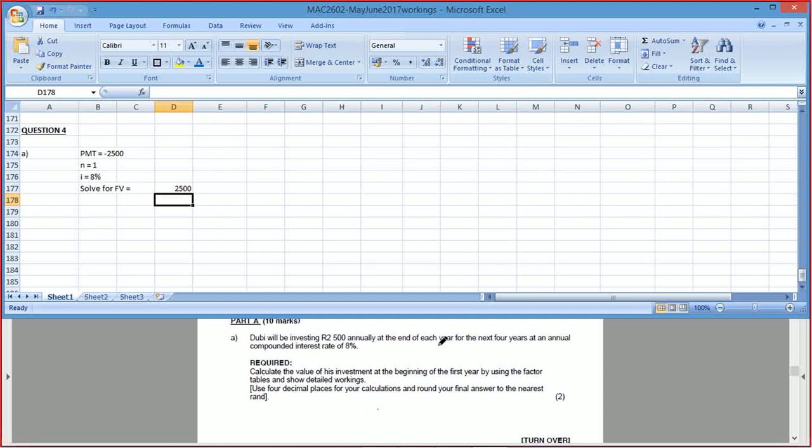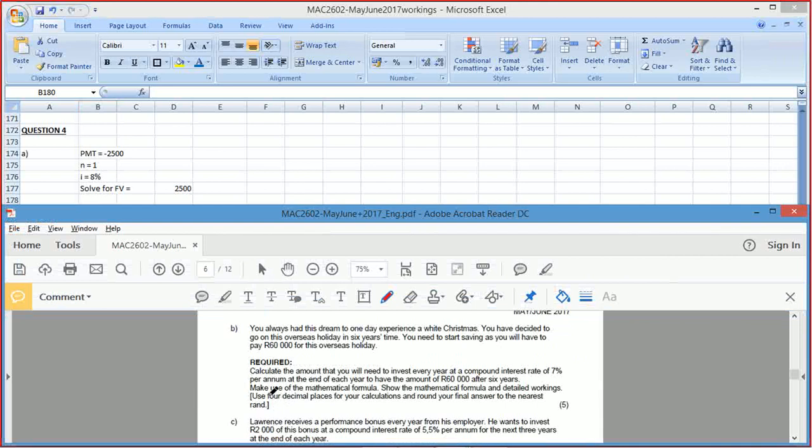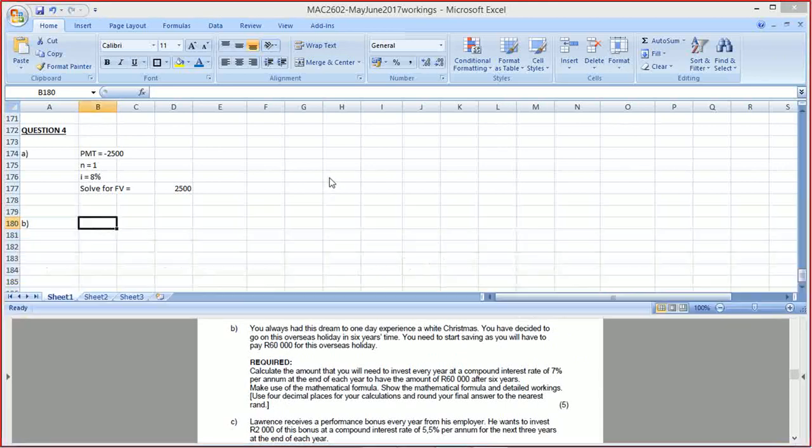Doobie will be investing 2,500 annually at the end of each year for the next 4 years. Okay, there's actually nothing more there. I just thought maybe it's a trick question. Okay, so I'm reading it again.